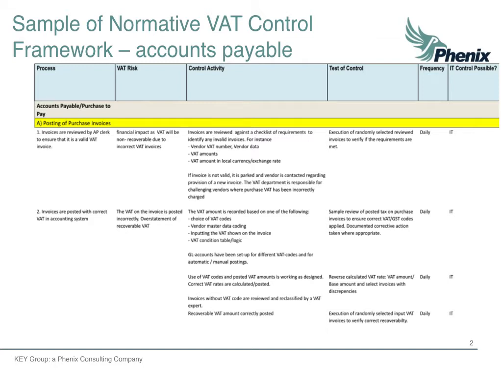Slide 21 shows a sample of a normative control framework that can be used as a yardstick. To continue the risk area of incoming invoices, we show you here a benchmark example of a normative AP process. The control activity, the test of control, and the frequency are important for an effective and efficient implementation and shows how an organization is in control.